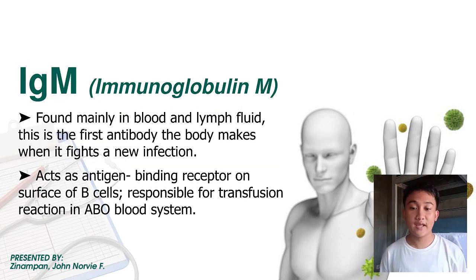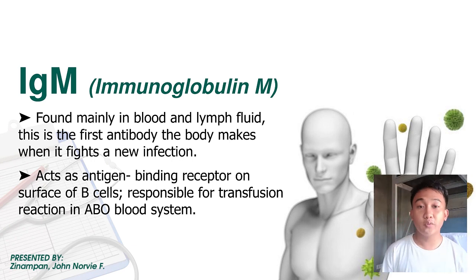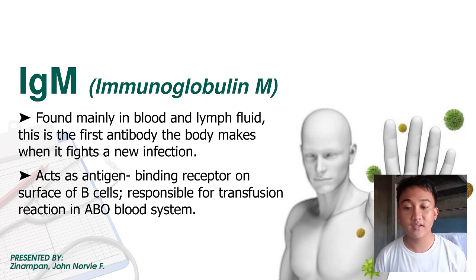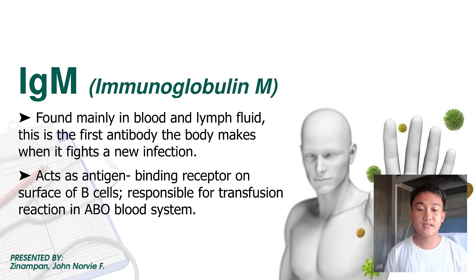Lastly, we have immunoglobulin M or IgM. This antibody is found mainly in blood and lymph fluid and is the first antibody the body makes when it fights a new infection. Not only does it serve as the first line of host defense against infections, but it also plays an important role in immune regulation and immunological tolerance. It acts as an antigen binding receptor on the surface of B cells and is also responsible for transfusion reaction in the ABO blood system. In general, they provide short-term protection while the body makes other antibodies.